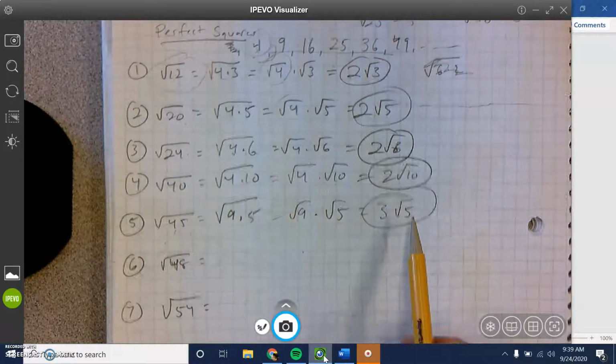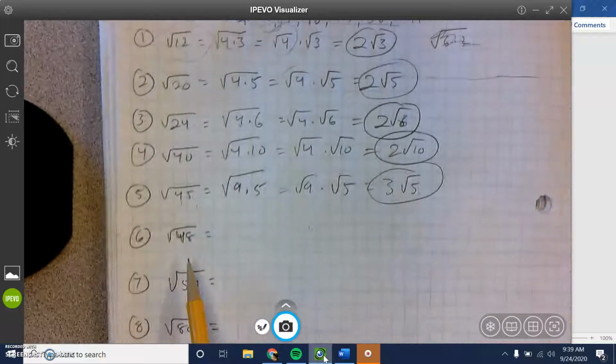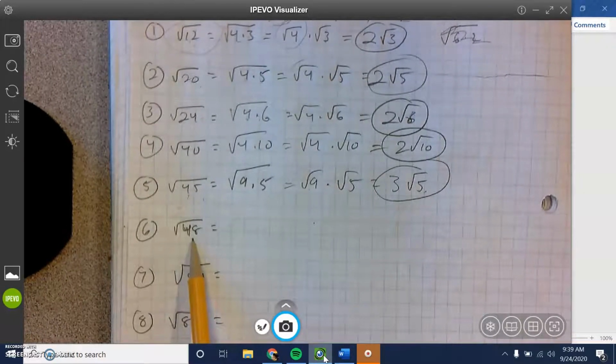All right, now let's talk about this. Square root of 48. Now it's getting a little more challenging.